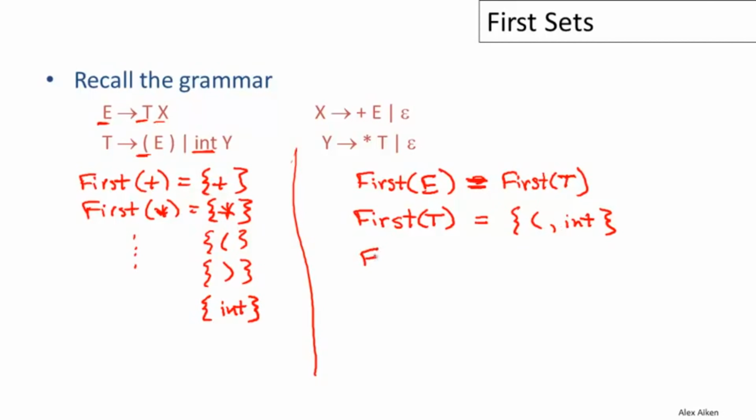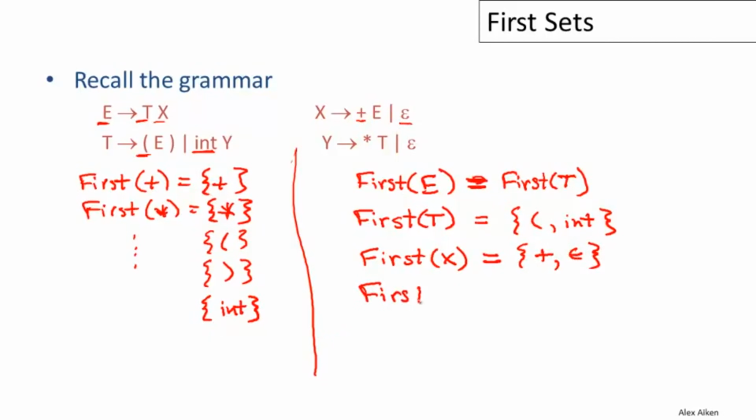All right, so now let's take a look at the first of X. Clearly plus is in the first of X, because one production for X produces a plus immediately in the first position. So we can just add plus to the first of X. And then X has an epsilon production, so it can also go to epsilon, which means that epsilon is also in the first of X.